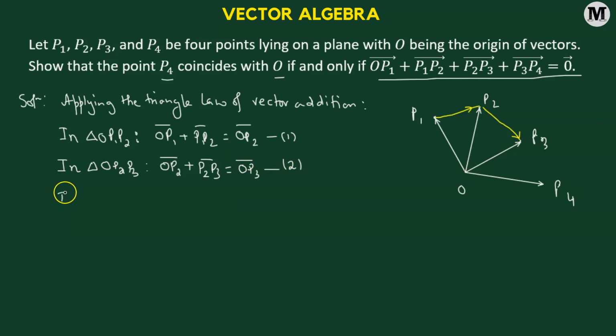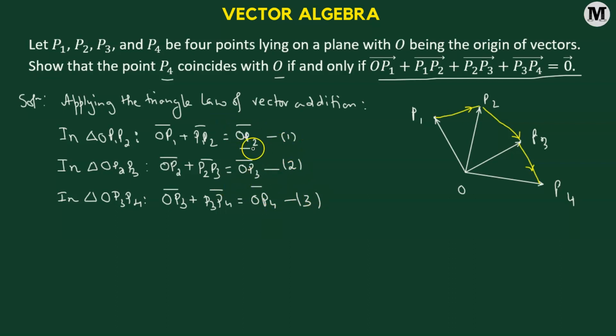And then we're going to consider the triangle O, P3, P4. We're going to join the points P3 and P4 with a vector directed towards P4. We have in triangle O, P3, P4 the vector sum of OP3 added to P3P4 equals OP4. Fine. Now that we have equations 1, 2 and 3, we'll take equation 1.